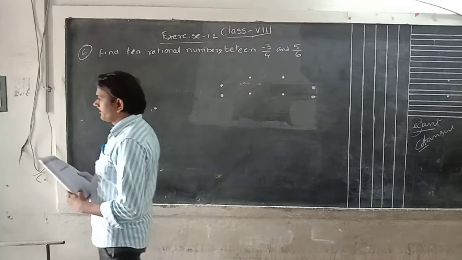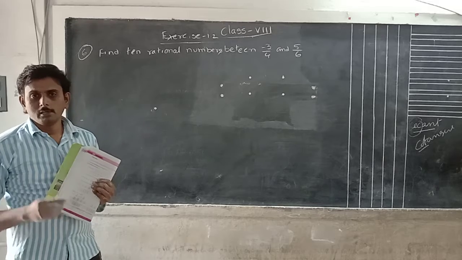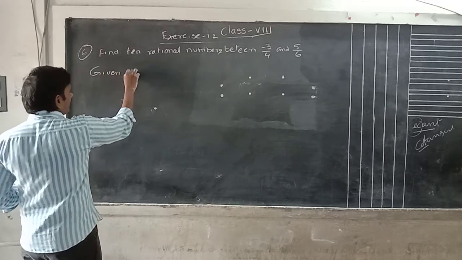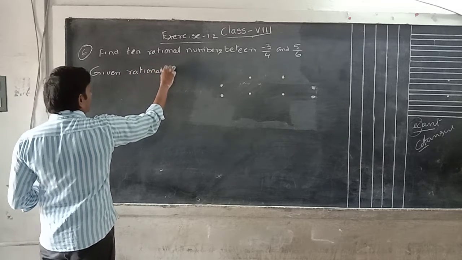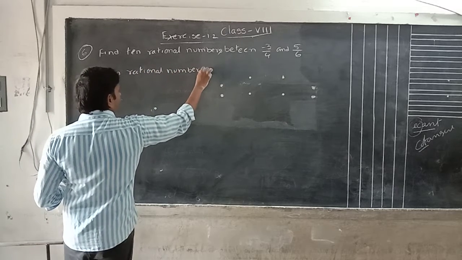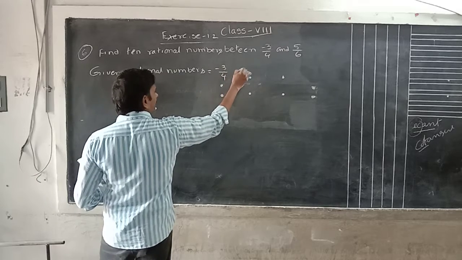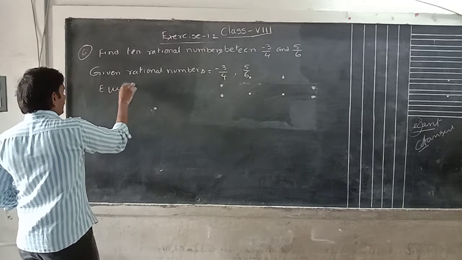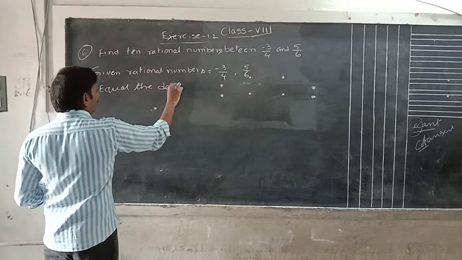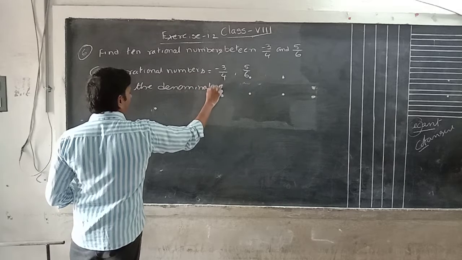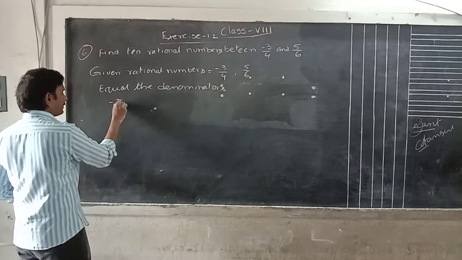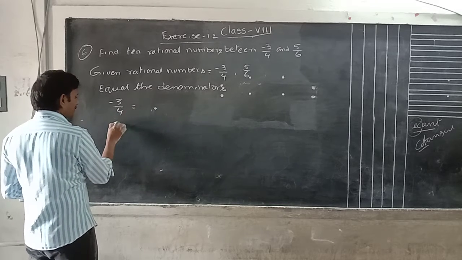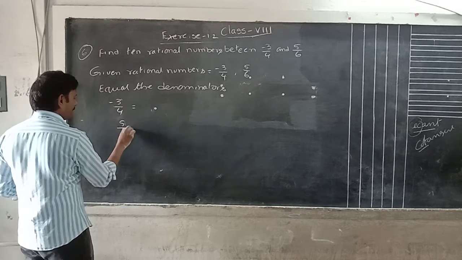Okay, whenever denominators are given, what do you have to do first? Equalize the denominators. The given rational numbers are minus 3 by 4 and 5 by 6. Equalize the denominators. What is the first fraction? Minus 3 by 4. Second fraction? 5 by 6.